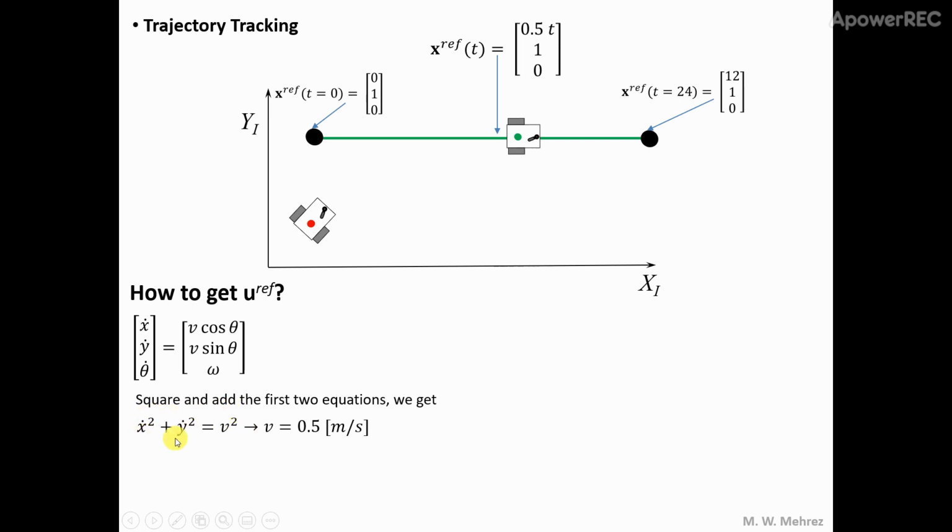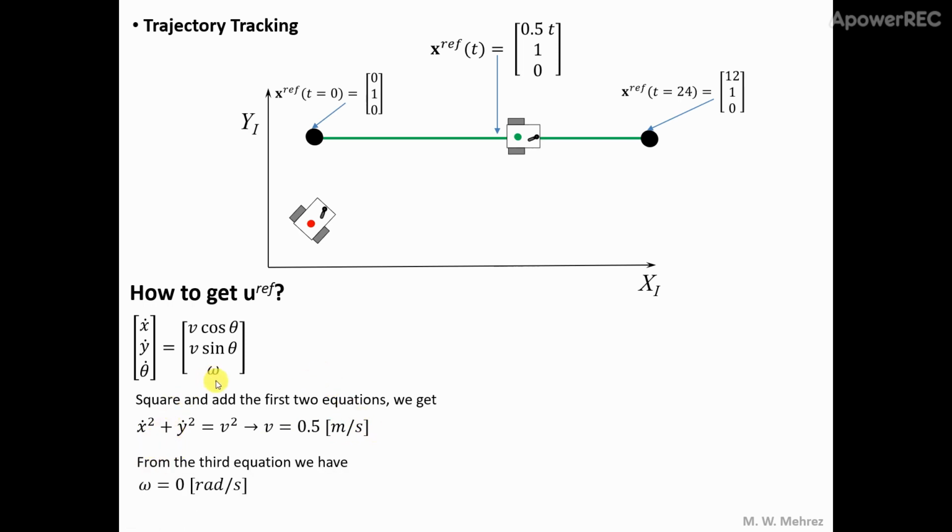So now, having this formula, if we find the first derivative of the reference x position and the first derivative of the reference position in y, we will end up having that v equals 0.5, because if we go up here, this is x of t, so its derivative is 0.5, and this is y of t, and its derivative is basically 0. So this equation boils down to v square equals x dot square, or v equals 0.5 meters per second.